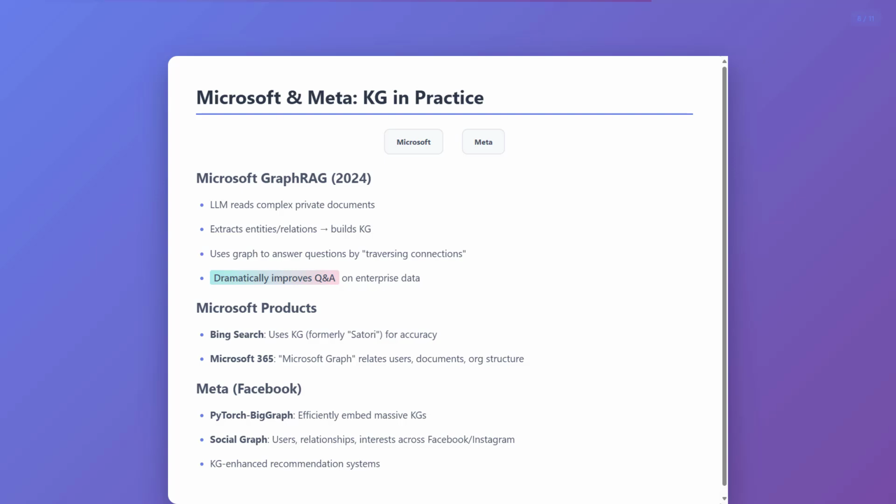Meta's involvement comes from their scale. Facebook, Instagram, and WhatsApp are essentially massive social knowledge graphs. They developed PyTorch Big Graph to handle the computational challenges of working with graphs containing billions of nodes and relationships. The lesson here is that knowledge graphs aren't just academic curiosities. They are powering some of the most sophisticated AI systems in production today.